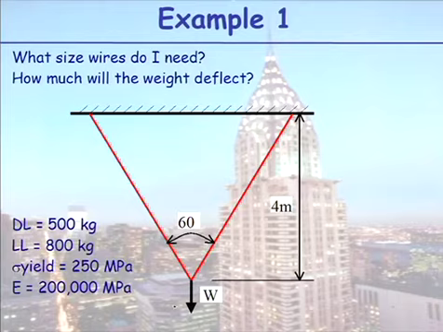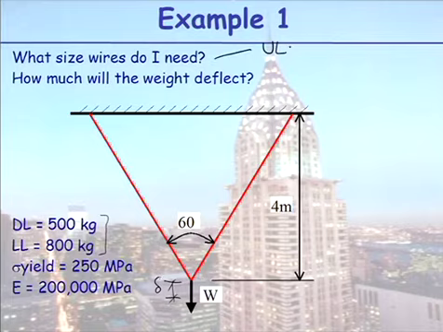Okay, so we are going to do some design now here, very simple. We have a weight being hung from two wires. Now just so you don't forget, because we've been given the dead and the live load here, I'm going to use this as an opportunity to go back and look at ultimate limit state loading and serviceability limit state loading for you. So, the question asks what size do these red wires here need to be, and how much will this weight deflect down here?